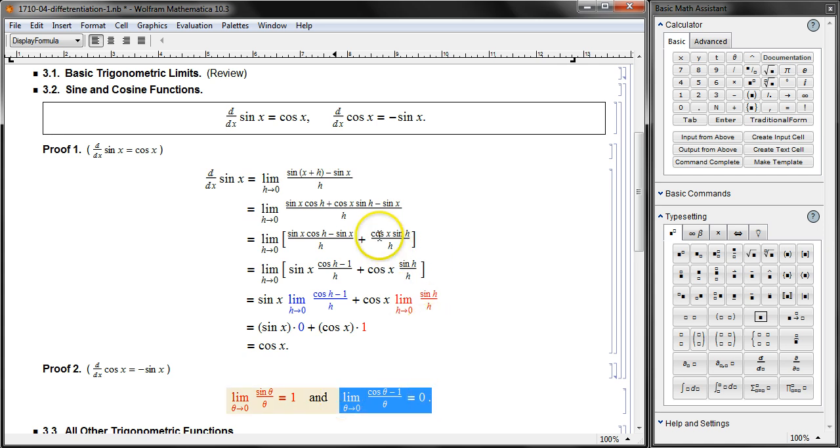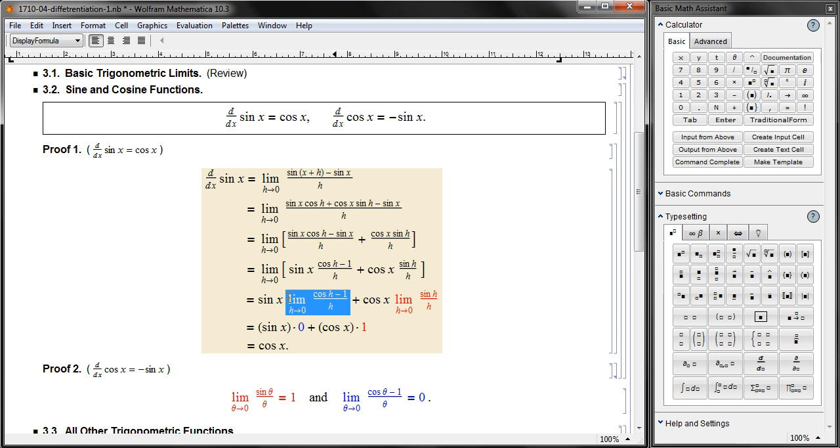How about the second fraction? We have sine of h over h. So this one goes to 1. In the end, what do we get? Sine of x times 0, so that part drops out, and cosine of x times 1, so that part stays. In the end, what do we get? Cosine of x.